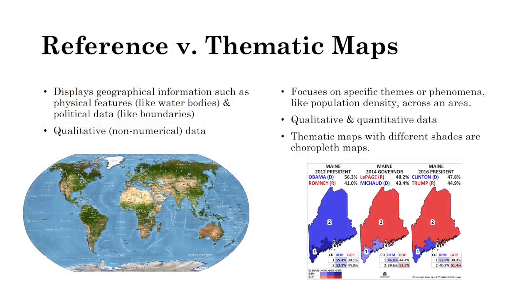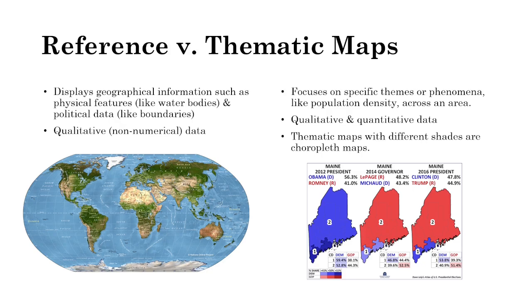So let's get started. Geography deals with maps. You're going to see a ton of different maps throughout this course. Now we have two different types of maps: reference maps and thematic maps. Reference maps just show basic geographic information like physical features such as water bodies, mountains, and deserts. They can also show political data like boundaries between countries or regions. This map here shows qualitative data. It's non-numerical. It deals with qualities of places. We can look and see where different regions are, like Asia or South America. We can also see where different countries are, like France, the United States, or India.